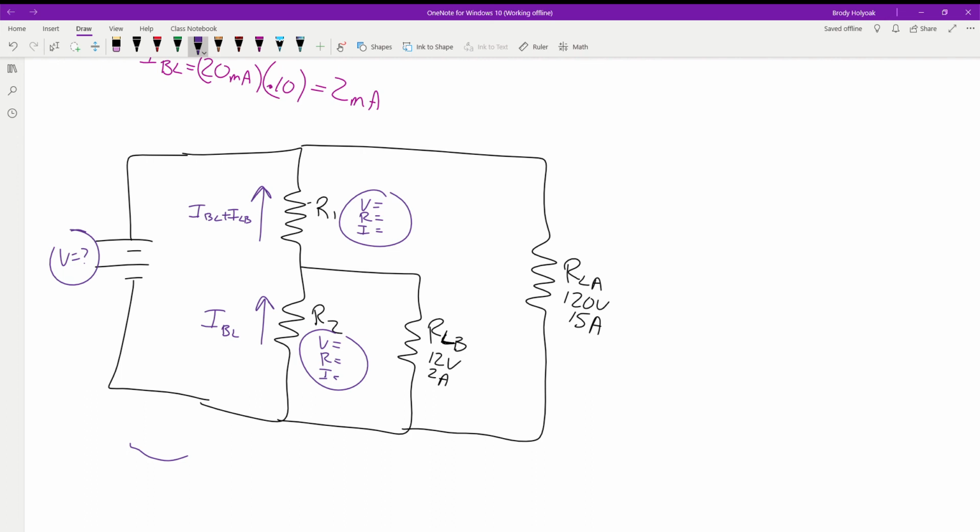Or this could be a washing machine in your camp trailer. Because you run off the 120 volts, 15 amps, and you have your 12-volt battery running the rest of it.